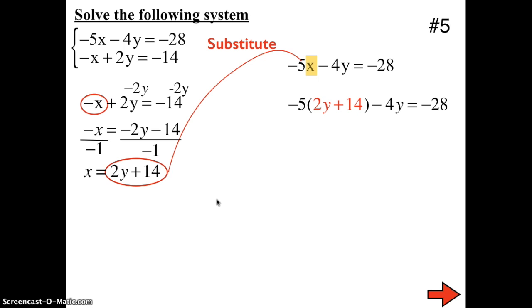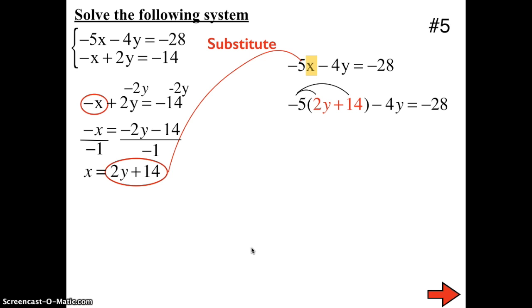Second thing is you ask yourself, is there anything that you can distribute? So in this case, the answer is yes. You're going to have to distribute the negative 5 to the 2y. Then you're going to distribute the negative 5 to the 14. Please notice that the parentheses is serving a role. It's telling you how far that negative 5 must be distributed. So again, are parentheses important?